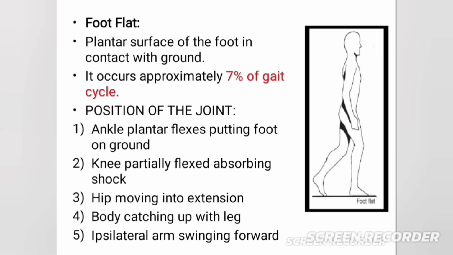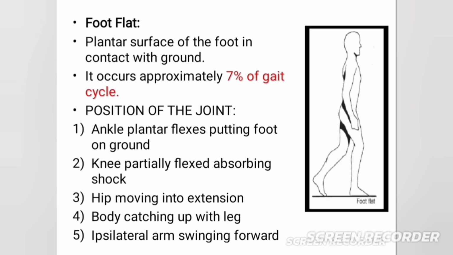Second, that is the foot flat. In the foot flat, your foot comes in contact with the ground completely. Okay, so the plantar surface of the foot is in contact with the ground, and it is about 7% of your gait cycle. In that, the ankle plantar flexes, putting the foot on the ground. Your knee will be partially flexed to absorb the shock. Hip will move into extension from the flexion position.